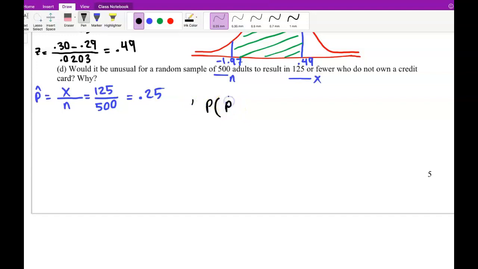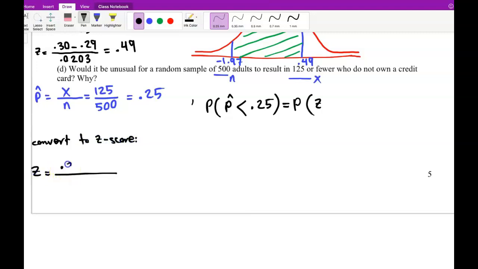The answer is 0.25. Probability when p hat is fewer than, we have less than. Then convert to z-score. So z is p hat, 25%, minus p, 0.29, divided by the standard deviation from the previous part, 0.0203. So it's negative 1.97. So less than negative 1.97. Use the table, this is the area to the left, and the answer is 0.0244.